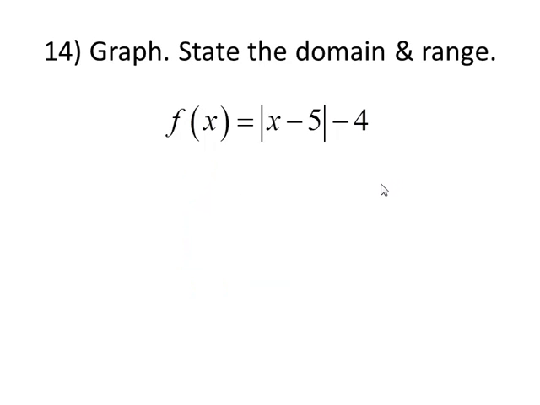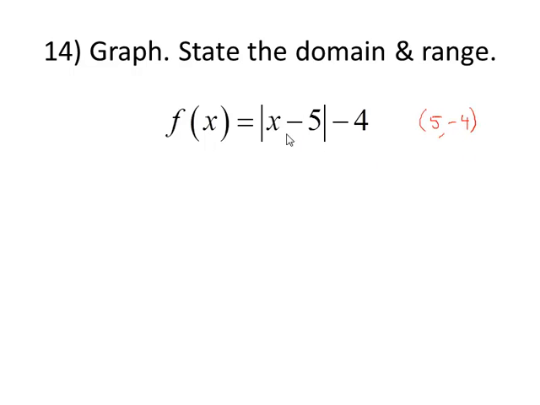To graph an absolute value function, we want to find the point of the V where the graph turns around. Remember, absolute value, V for value. The V point is going to be at (5, -4).